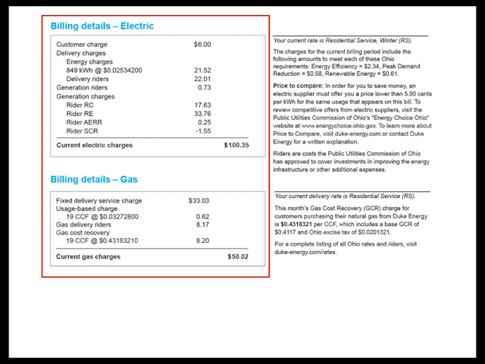The generation charges for electric and gas cost recovery charges for natural gas appear below the riders line item. This is where the name of your electric and natural gas supplier appears if it is not Duke Energy. This section also shows the price per unit of energy that you are paying.